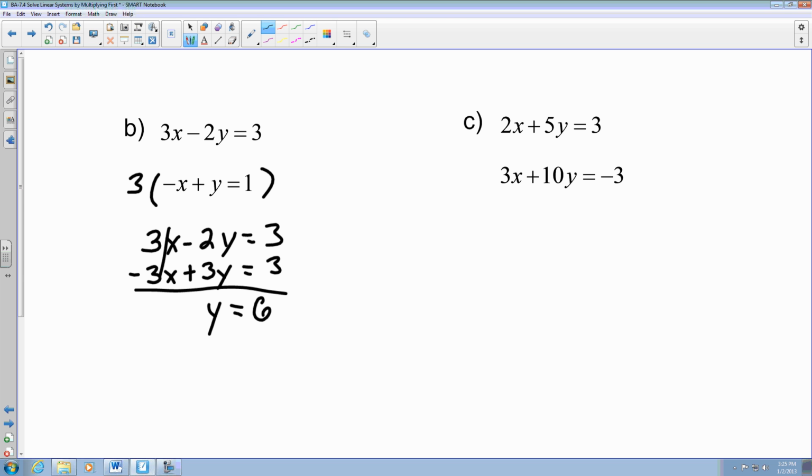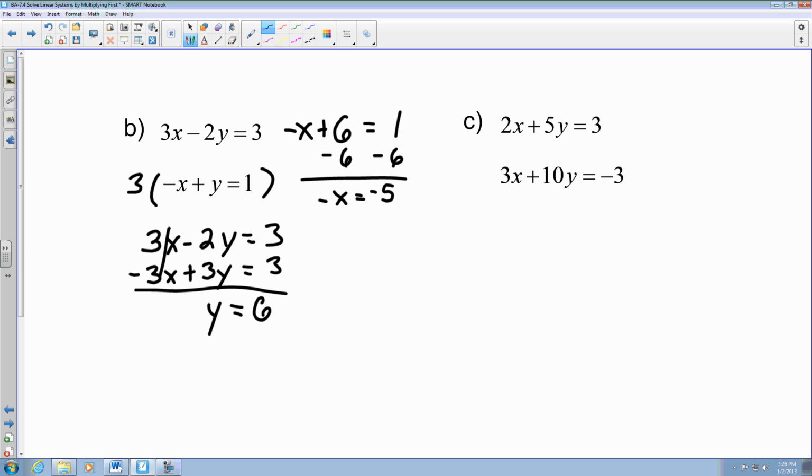So now that I found what y is, I can substitute y back into the original equation and solve. So what I'm going to do is use this original equation, negative x plus y equals 1. So negative x plus 6, because that's what my new y is, equals 1. I'm going to subtract 6 from both sides, which then gives me negative x equals negative 5.